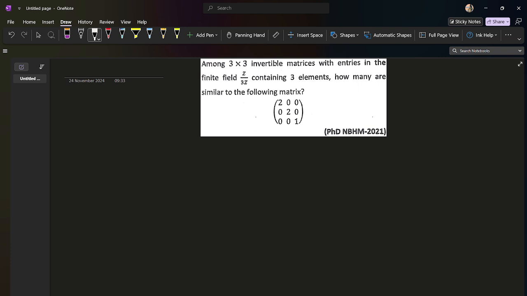The question tells us that among 3 cross 3 invertible matrices with entries in the finite field Z mod 3Z, which can also be written as Z3 and contains 3 elements, how many are similar to the following matrix, the diagonal matrix with entries 2, 2, 1?